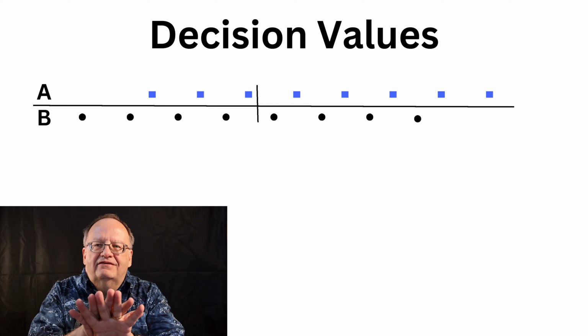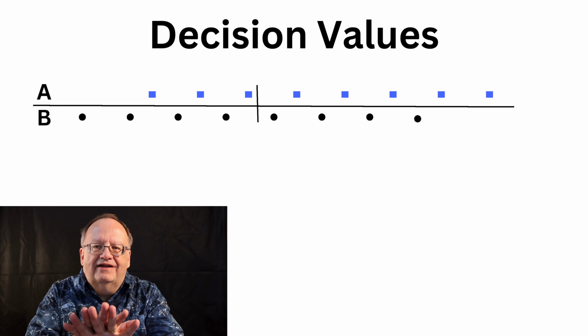Decision value is a measure of how well they distinguish A from B. Okay, so case number 1. A and B are overlapped. A and B are overlapped a lot. This is a really stinky data point for our particular problem.